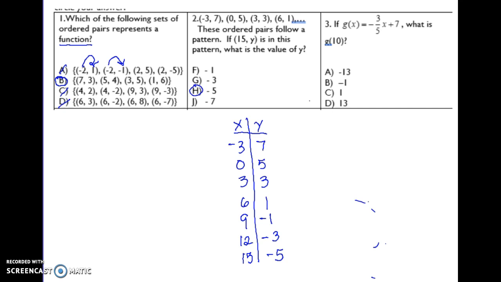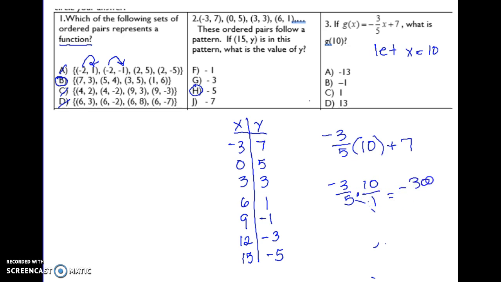All right, number 3, if g of x is equal to -3/5 x plus 7, what is g of 10? That means my input is 10. So I'm going to let x be equal to 10. I'm just going to plug into my function -3/5 times 10 plus 7. Well, -3/5 times 10, remember multiplying fractions, I just go straight across here. I'm going to get -30/5, which is equal to -6. So -6 plus 7 is going to be equal to +1.